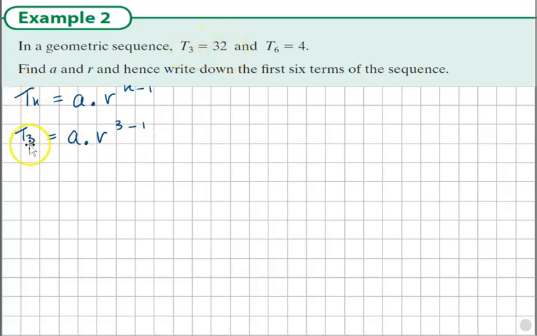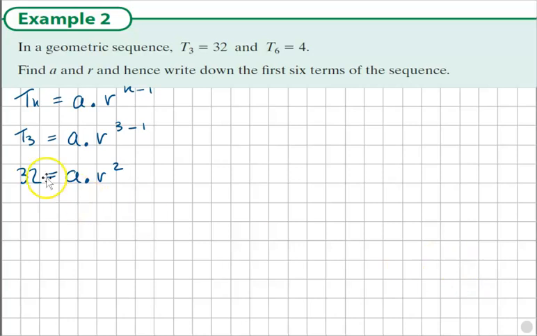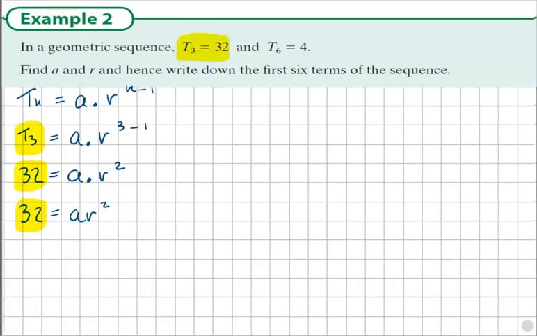So Tn becomes T3 and the n in the power becomes 3. So we have T3 equals a times r to the power of 3 minus 1. We're going to replace T3 with 32 because we were told that T3 is equal to 32. And then 3 minus 1 is 2, so our power is 2. Just to note, that's where the 32 came from. It came from the question. I've highlighted it there in yellow. And then a times r squared is just ar squared.